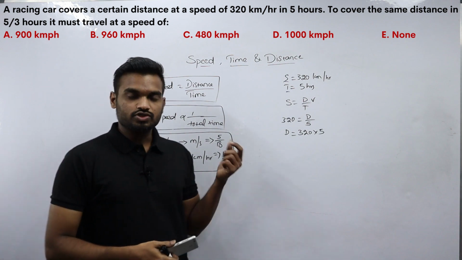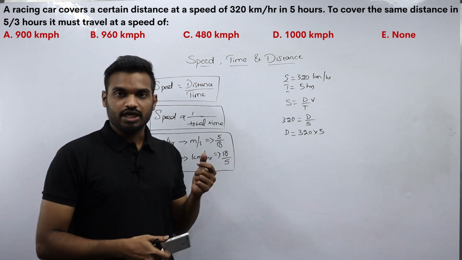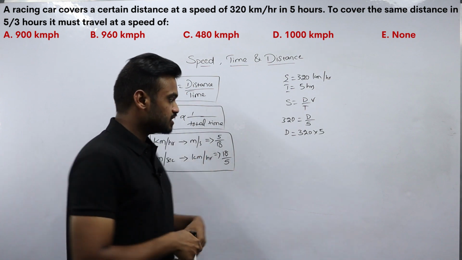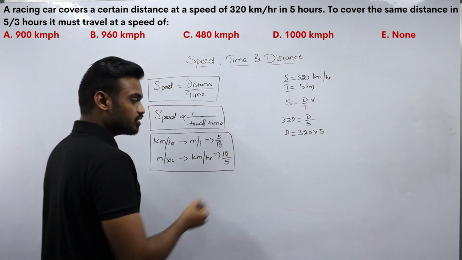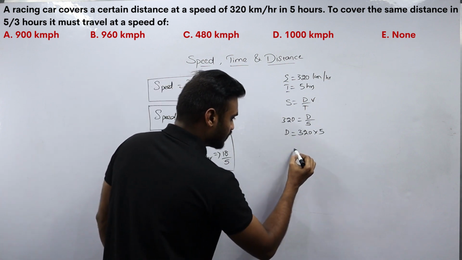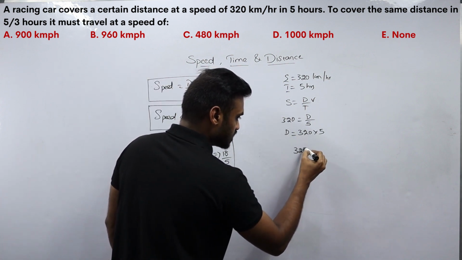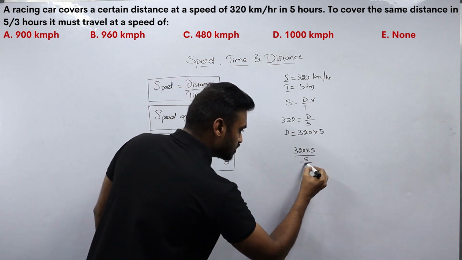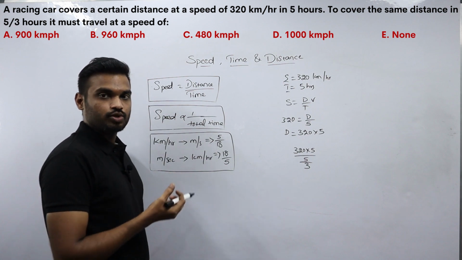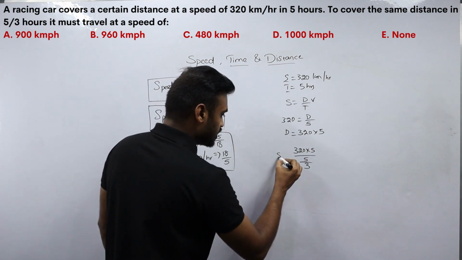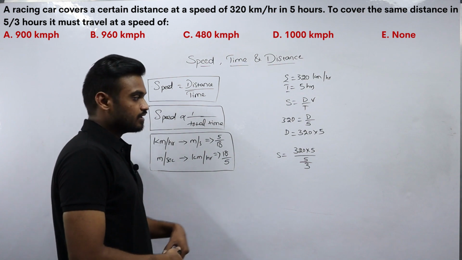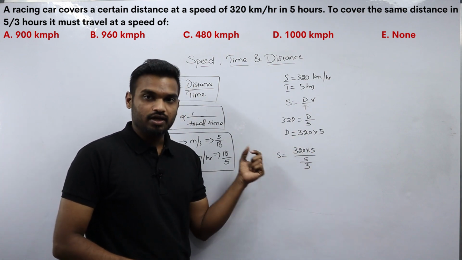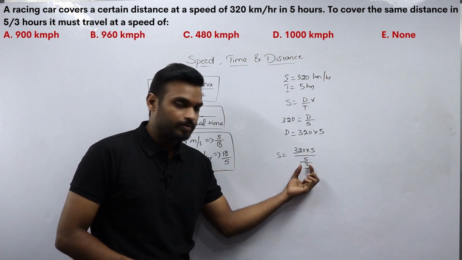Now they are asking us to find out at what speed the car needs to travel to cover this same distance in 5 by 3 hours. See here, to cover this same distance, so the distance is the same here. So to cover this same distance, 320 into 5, in 5 by 3 hours, what speed needs to be traveled by the car? So we need to find out the speed.